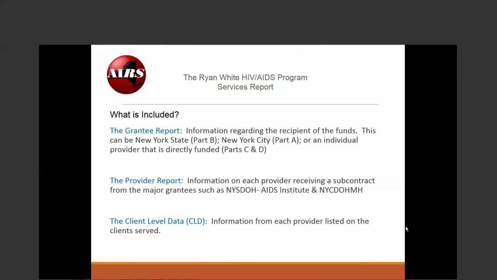Included in the RSR, there are three pieces. The grantee report. So that is the information regarding the recipient of the funds. Here in New York, that's Part B, New York City, Part A. And then as I had previously mentioned, there are providers out there that receive Part C and D funding, which receive their funding directly. The provider report, this includes information on each provider receiving a subcontract from the major grantees, such as New York State AIDS Institute, also New York City Department of Health.